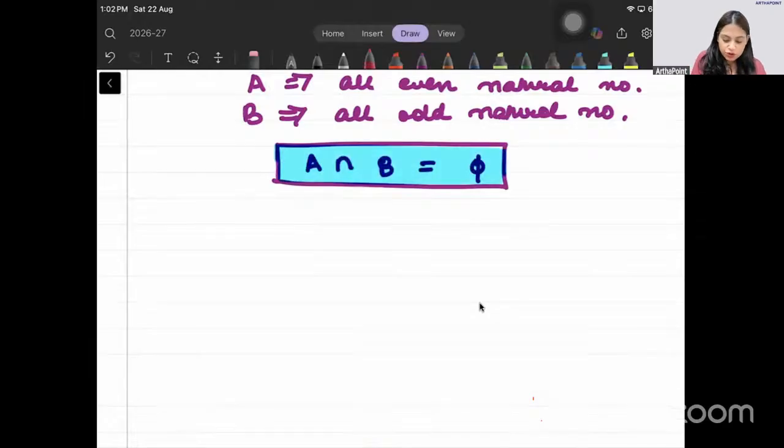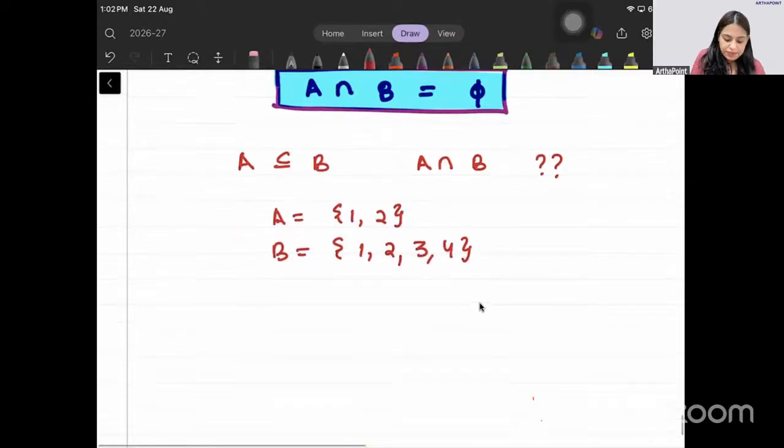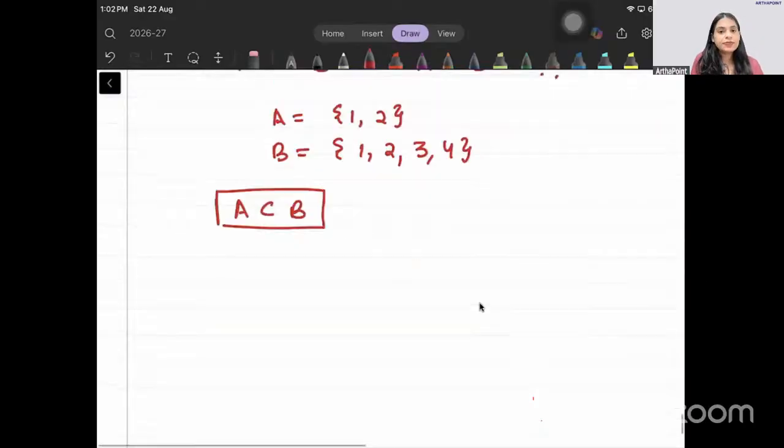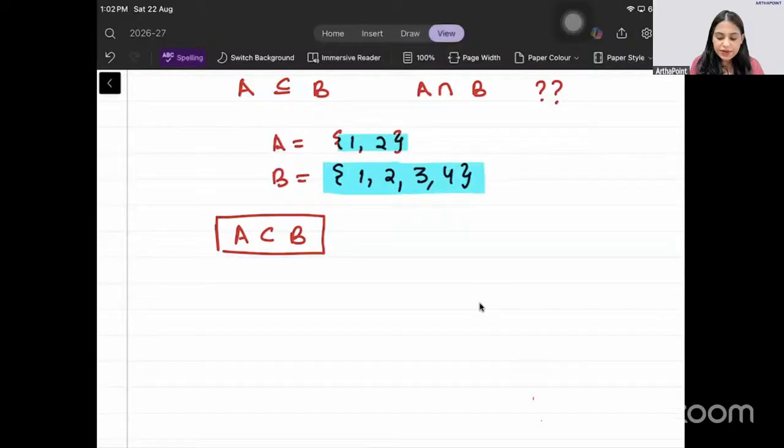अच्छा, अब same question. A is a subset of B. Then A intersection B will be... जैसे if A is 1 2, B is 1 2 3 4, तो A B का सबसेट है, देखो, और इनफैक्ट प्रॉपर सबसेट है, क्योंकि whatever is coming in A is coming in B, और reverse true नहीं है.